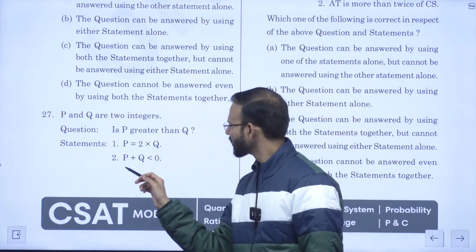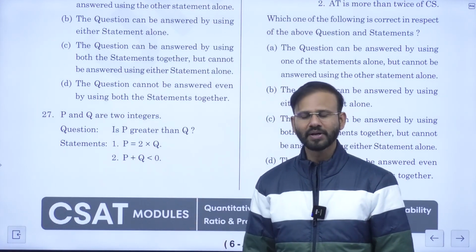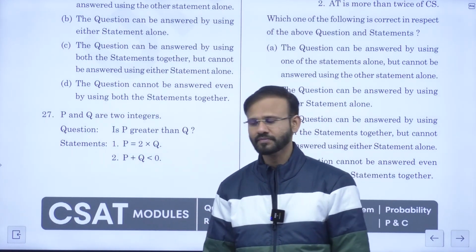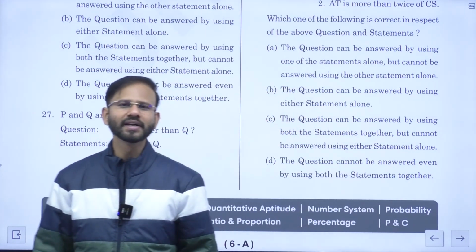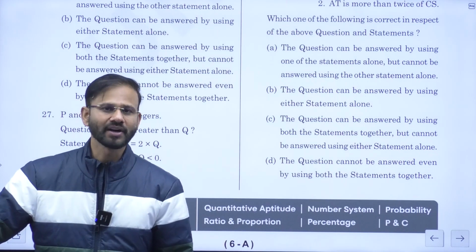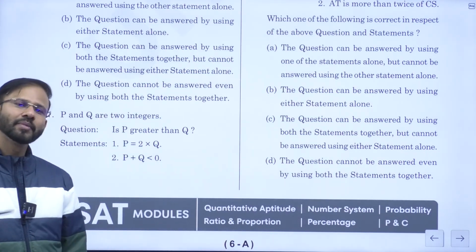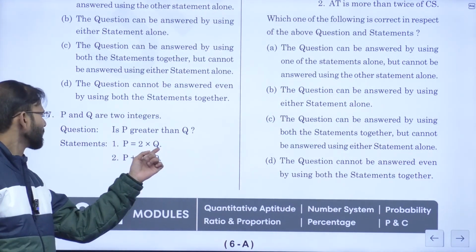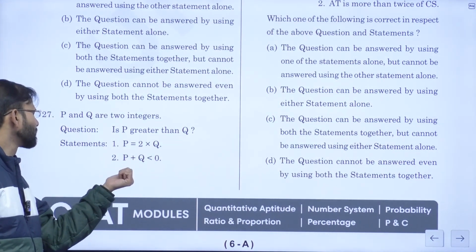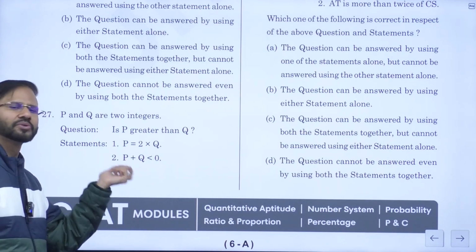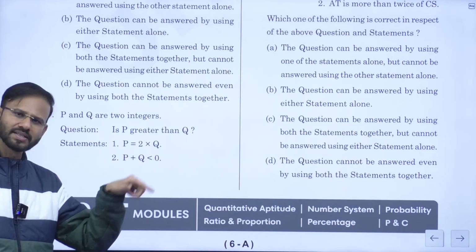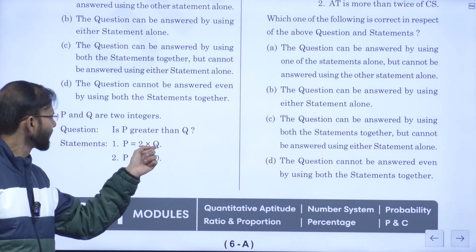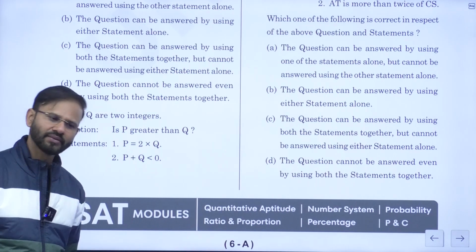From second statement alone, also I cannot say anything, because P plus Q is a negative quantity, but which of them is negative, I don't know. Maybe both of them are negative, maybe one of them is positive, another is negative, I don't know. But when we club these two statements together, P is equal to 2Q. If I put the value of P is equal to 2Q over here, 2Q plus Q is equal to 3Q. 3Q is less than 0, it means Q is less than 0. It means Q is negative, and then obviously P is also negative, right guys?